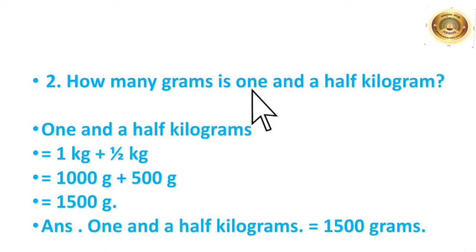How many grams is 1.5 kilograms? 1.5 kilograms is equal to 1 kg plus half kg, that is 1000 grams plus 500 grams, which equals 1500 grams. 1.5 kilograms is 1500 grams. So did you understand? Half kg is 500 grams and 1 kg is 1000 grams.